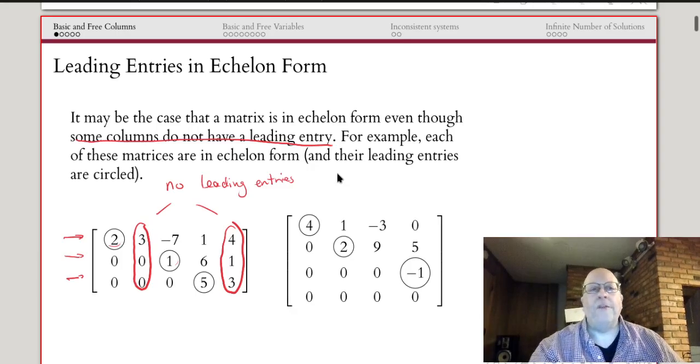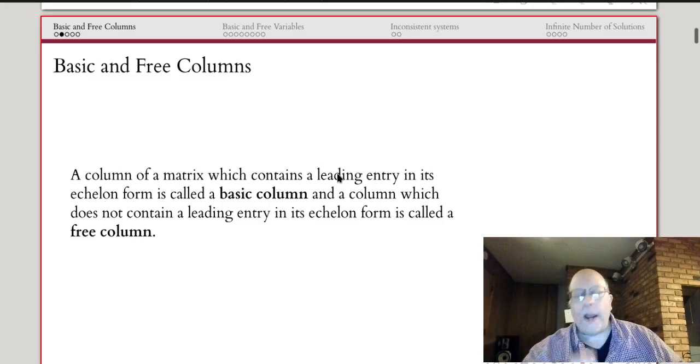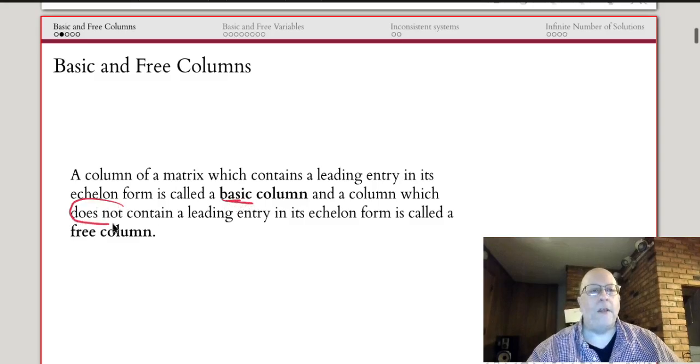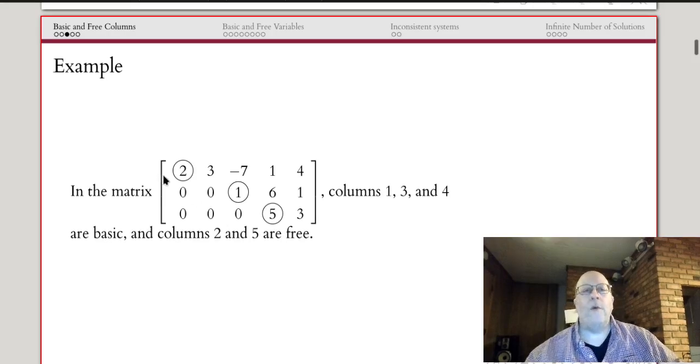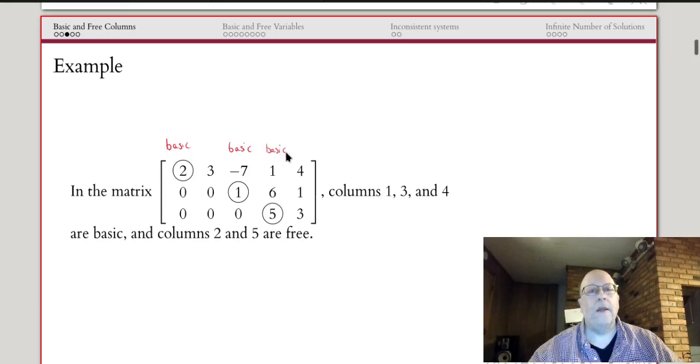These columns tell us some information about the system. We will look at them in more detail over the course of this video. But our terminology is that a column that does contain a leading entry is called a basic column, and a column that does not contain a leading entry is called a free column. So in this matrix here, columns 1, 3, and 4 are basic, and columns 2 and 5 are free.